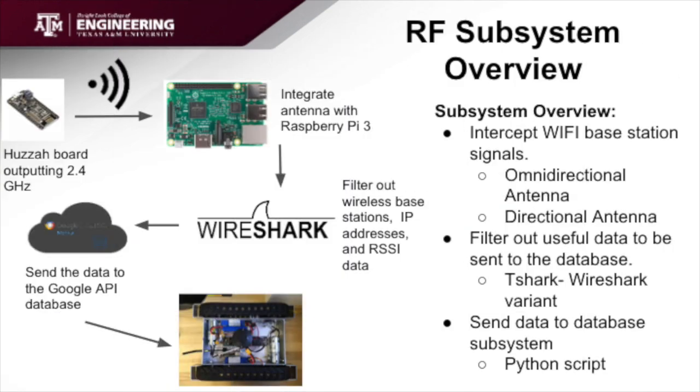The RF subsystem utilized a Huzzah board that outputted a 2.4 gigahertz signal, and it collected the signal using an omnidirectional antenna built into the Raspberry Pi. We filtered that data using Wireshark and then sent it to the Google API database.